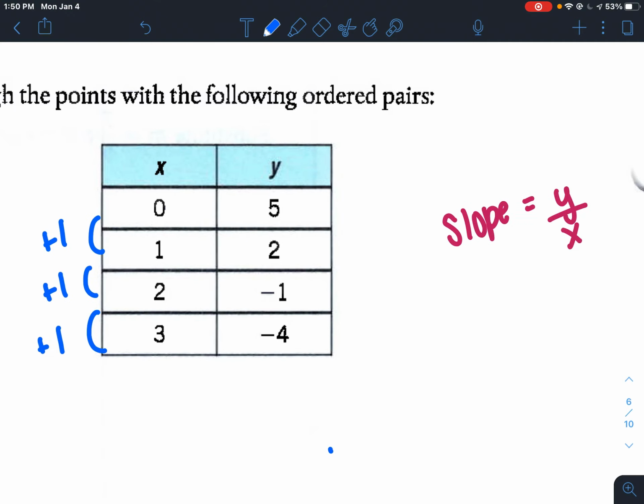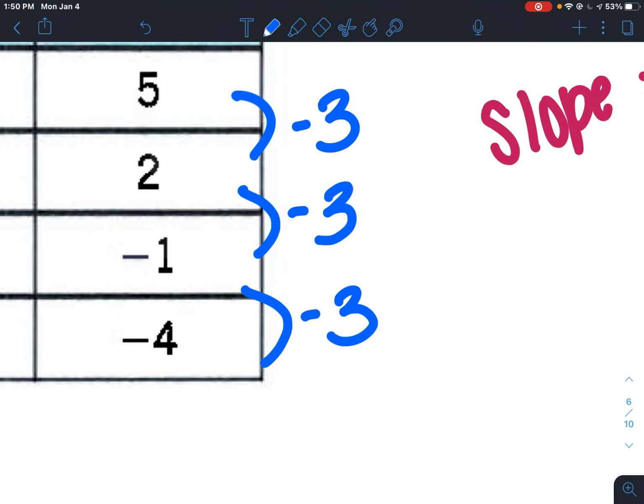So x going from 0 to 1 is +1, 1 to 2 is +1, 2 to 3 is +1. Perfect. And same thing for the y's. I subtract 3 each time. All of my x's are changing at the same rate. All of my y's are changing at the same rate. So I know that this is a linear function. If for some reason this -3 was actually a -4, you could stop here and say this is not a linear function. But it is, so we're going to keep going.